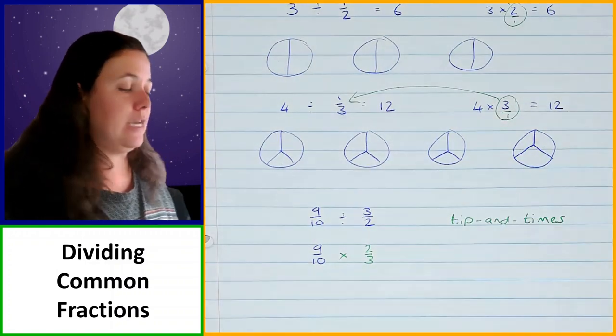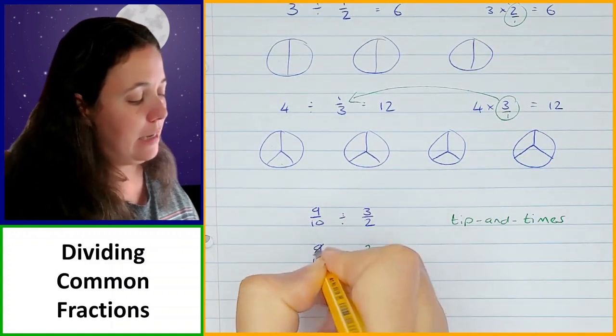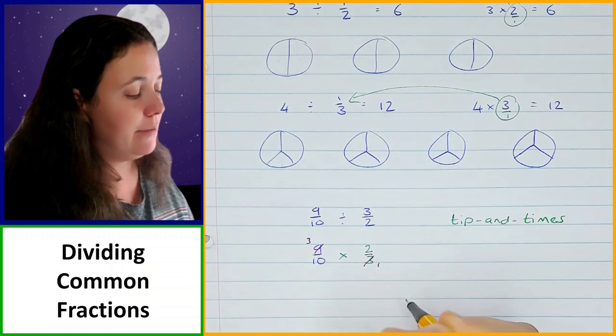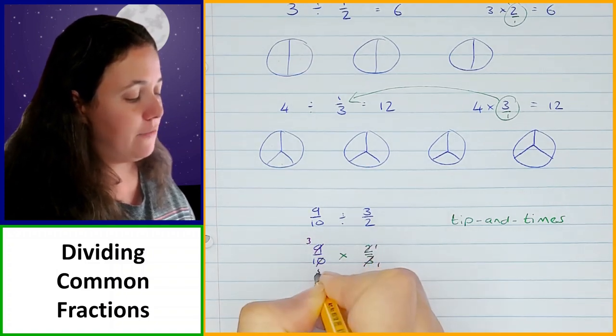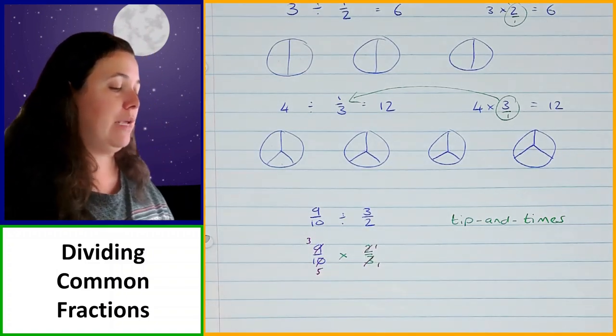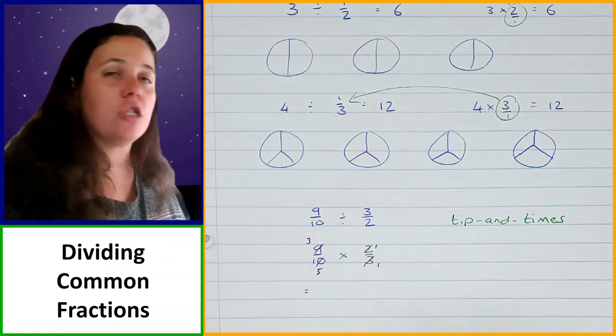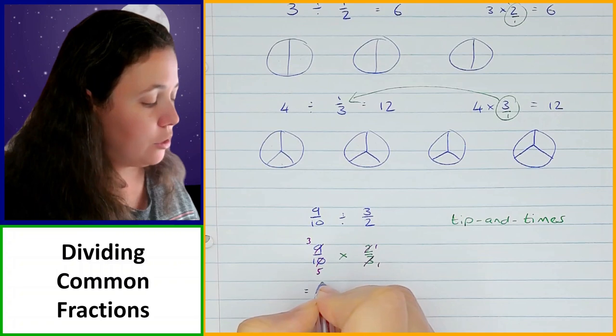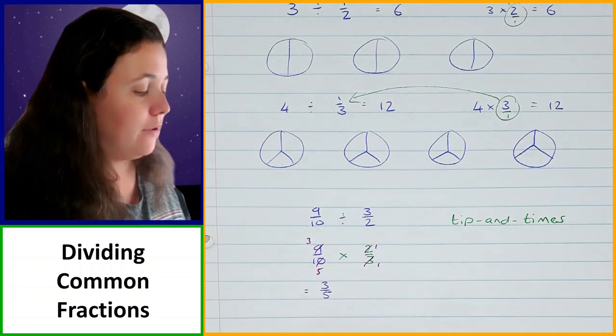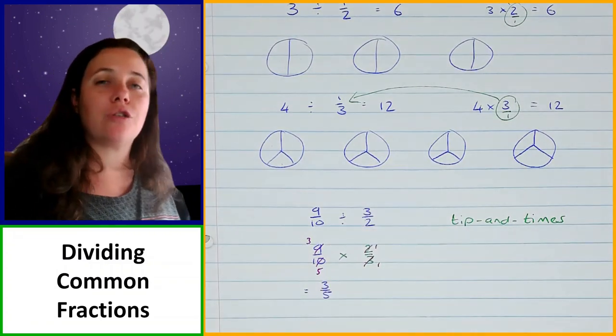So I would say, okay, so over here, 3 goes in there once and 3 goes in there once, 2 goes in there once, 2 goes in there 5 times, and I end up with 3 over 5. So then once you've done your tipping and timesing, you can then just go and simplify as normal. So 3 over 5. And that is how you're going to work out your division.